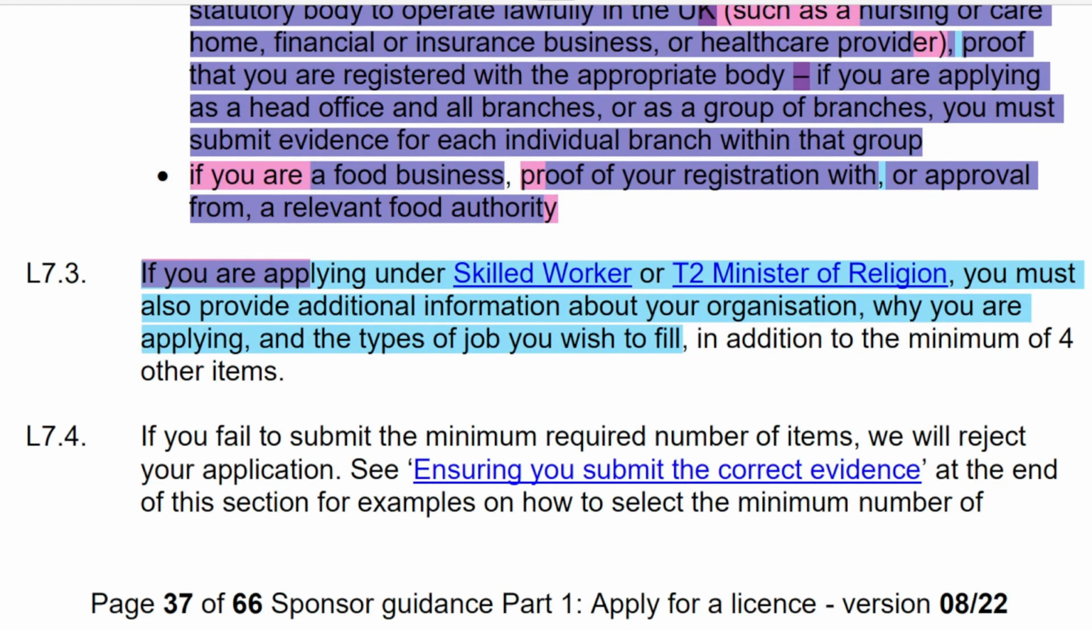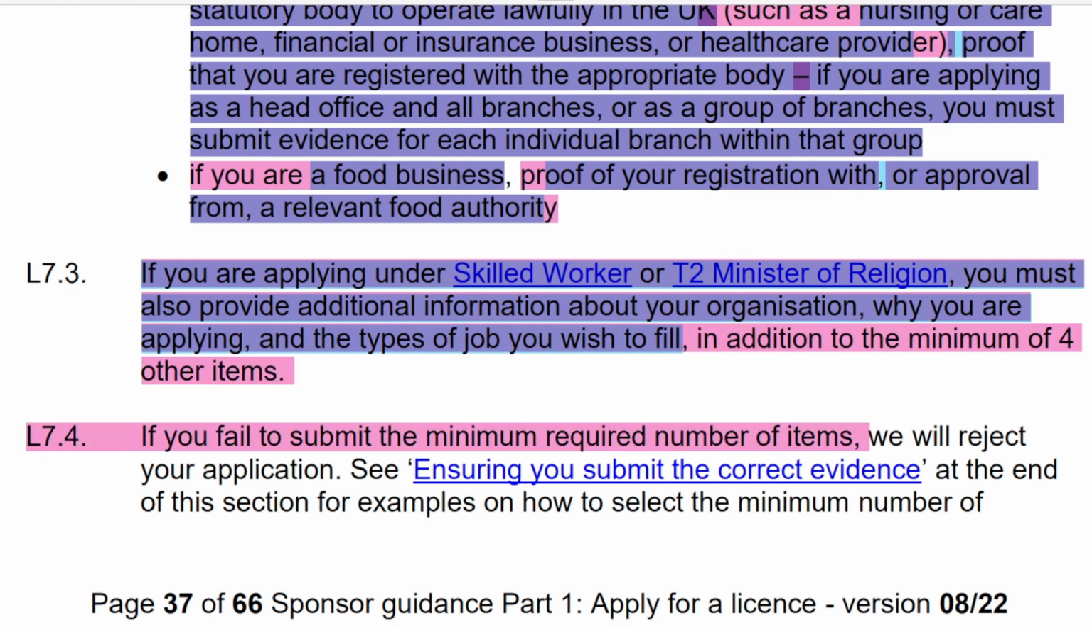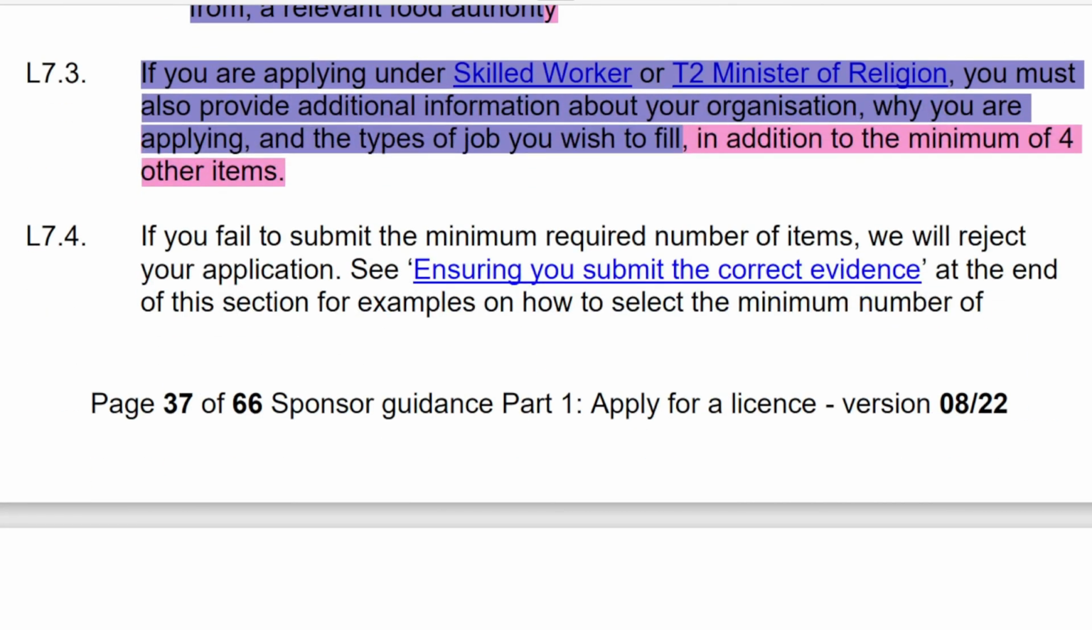If you are applying under the Skilled Worker or Tier 2 Minister of Religion route, you must also provide additional documents about your organisation, why you are applying, and the type of jobs you wish to fill, in addition to the minimum of the 4 other items. If you fail to submit the required number of items, we will reject your application.